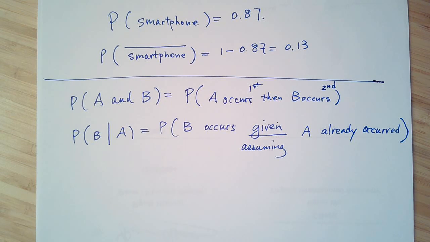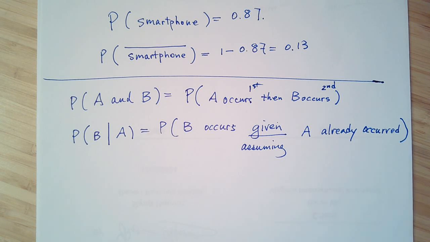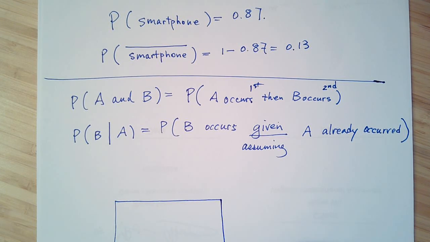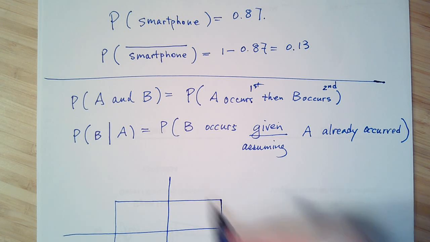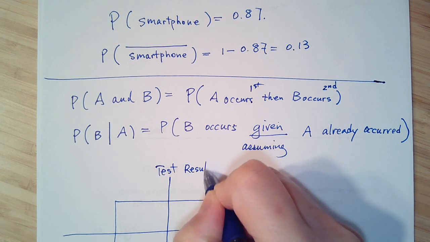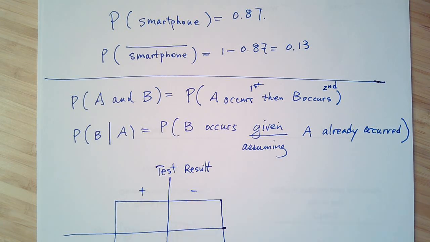Let's use an example to talk about that. We are doing one test, and we have a two-way table. Here is the test result, positive and negative.